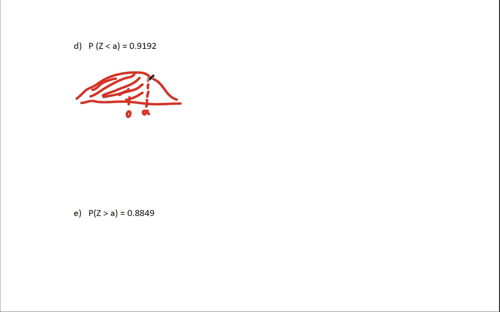What is that value A, which will give us a probability of 0.9192 when we read from the standard normal table? Again, I want to remind us that when we read from the standard normal table, it always gives us the probability of the area to the left of a value. So this is really simple now. We are told that the probability that Z is less than A is 0.9192.